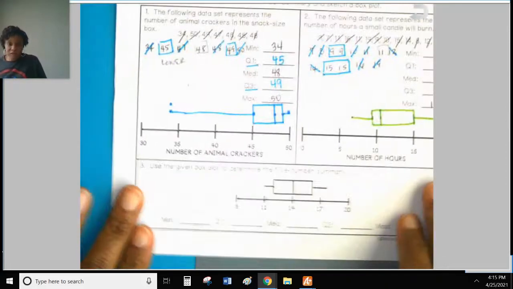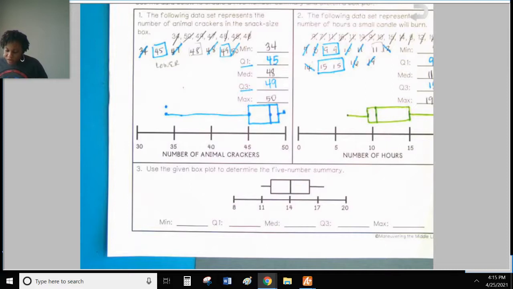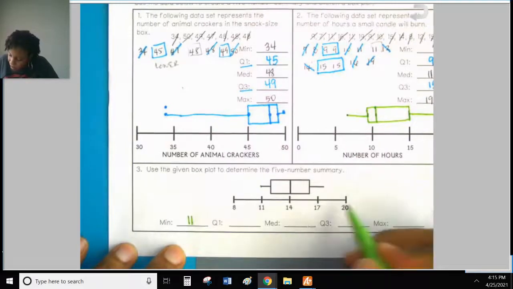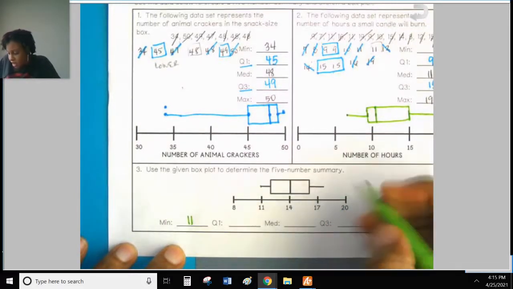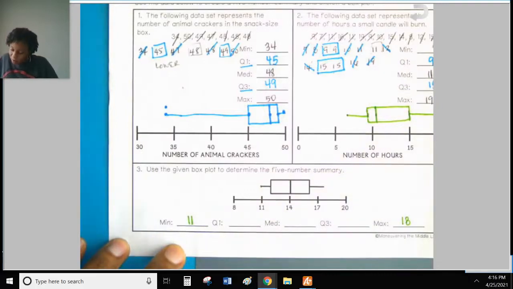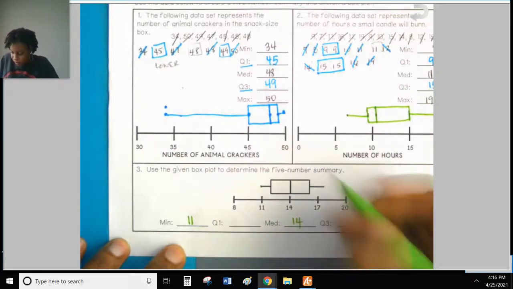Let's see if we can get into number 3. Use the given box plot to determine the 5-number summary. So the box plot is already done for us. What can we identify? I believe my minimum is 11. I believe my maximum is, I'm going to say 18. This one is kind of like an approximation. My median is definitely 14, right?